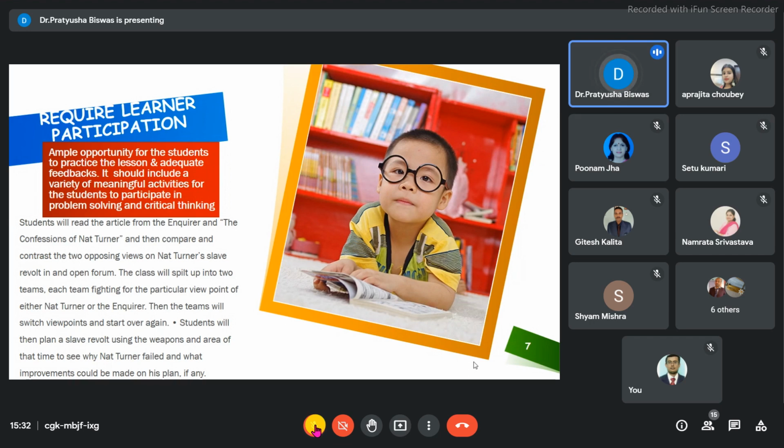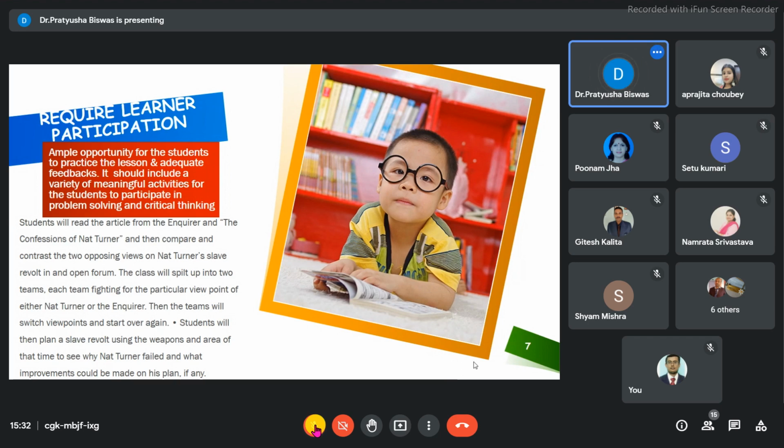So the class will be talking on two different views. The class will be split up into two teams, each team fighting for the particular viewpoint of either Nat Turner or the Enquirer. Then the teams will switch viewpoints and start over again. Students will then plan a slave revolt using the weapons and area of that time to see why Nat Turner failed and what improvements could have been made in his plan, if any.